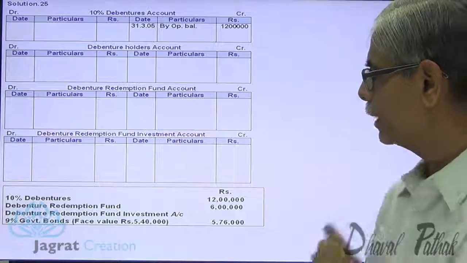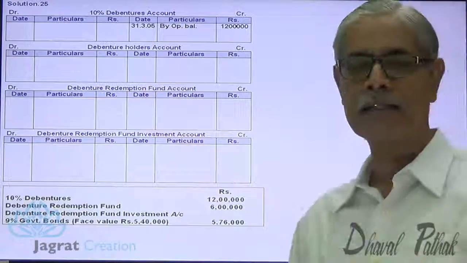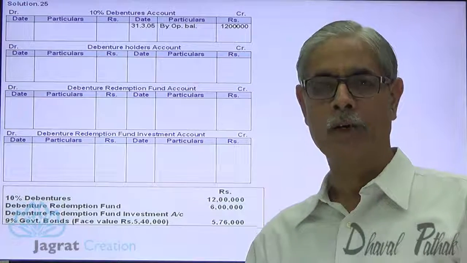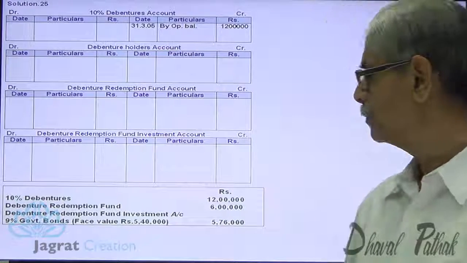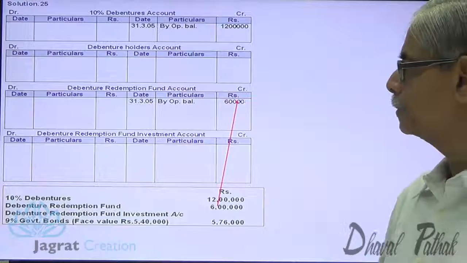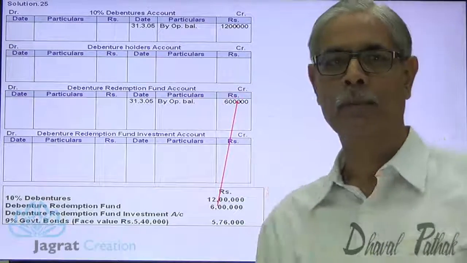Redemption fund investment. Debenture redemption fund account 6 lakhs. It's an appropriated profit. It has a credit balance. Write on the credit side 6 lakhs. Debenture redemption fund account opening balance 6 lakhs.